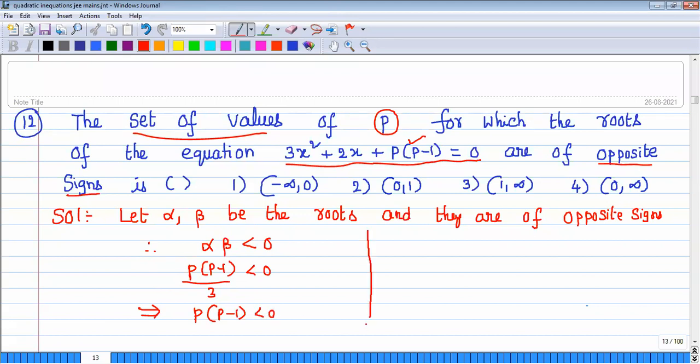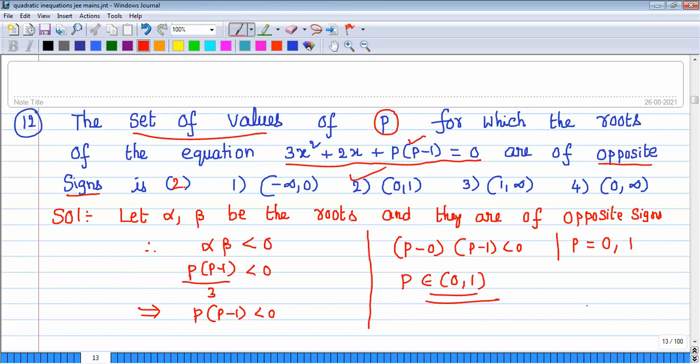So solve this inequality. We can write p minus 0 into p minus 1 less than 0. The roots of the corresponding equation are p equal to 0, 1. So p lies between 0 and 1. That means p belongs to 0, 1. That is the answer, the range of p is 0, 1. Second option. Clear? Yes, sir. This problem is actually a continuation of the 11th problem. Right, option 2 is right.